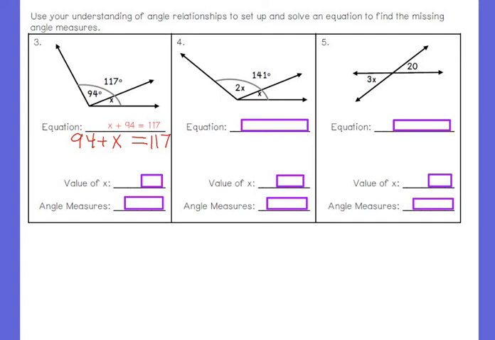Well, they asked what the value of x is, so how do I solve for x? Subtract 94 from both sides, and what do I get for x? 23 degrees. So I know this x is 23 degrees. This one's 94. Both of them together should equal 117. So the angle measures are 23 and 94. That's all I have to write.